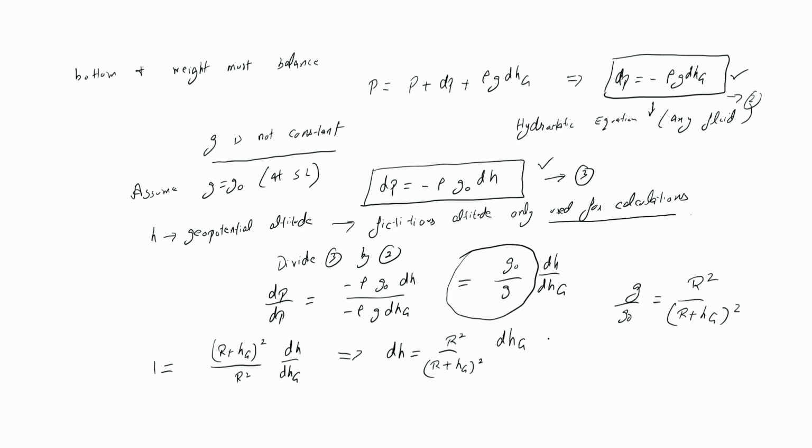Okay, so now we are able to integrate this equation and find the relation between the geometric altitude as well as the geopotential altitude, which is nothing but a fictitious altitude. Alright, so let me write here, integrating from 0 to h and 0 to hg. Okay, so we are integrating from sea level since conditions are known at sea level. Alright.